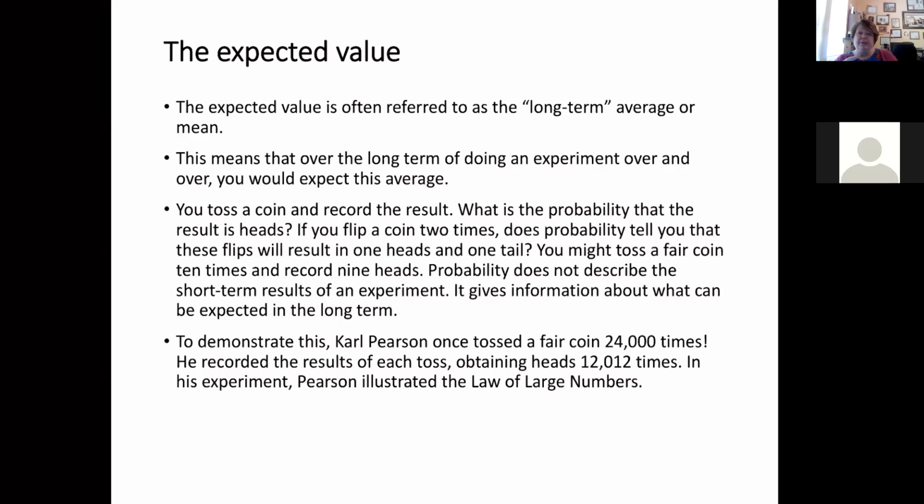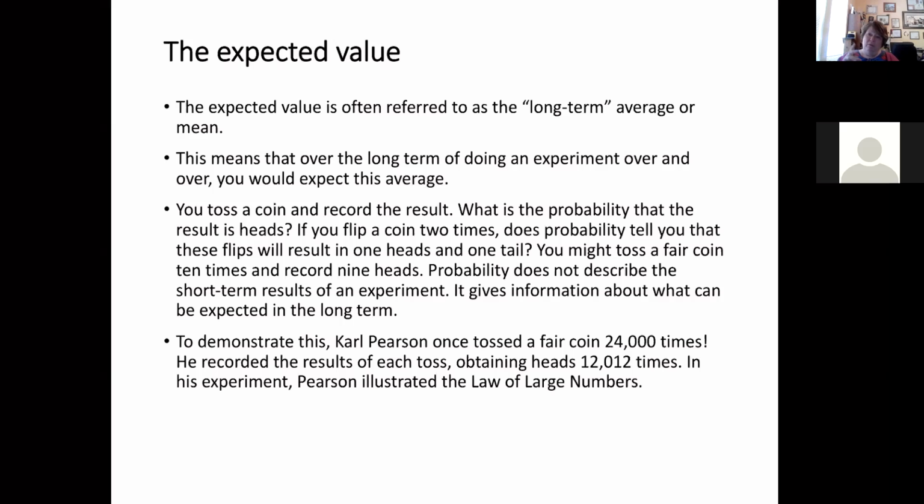If you flip the coin 2 times, does the probability tell you that the flip will result in 1 head and 1 tail? And the answer is maybe not. But if you toss a fair coin 10 times and record 9 heads, that probability does not describe the short-term results of an experiment. It gives information about what can be expected in the long term.